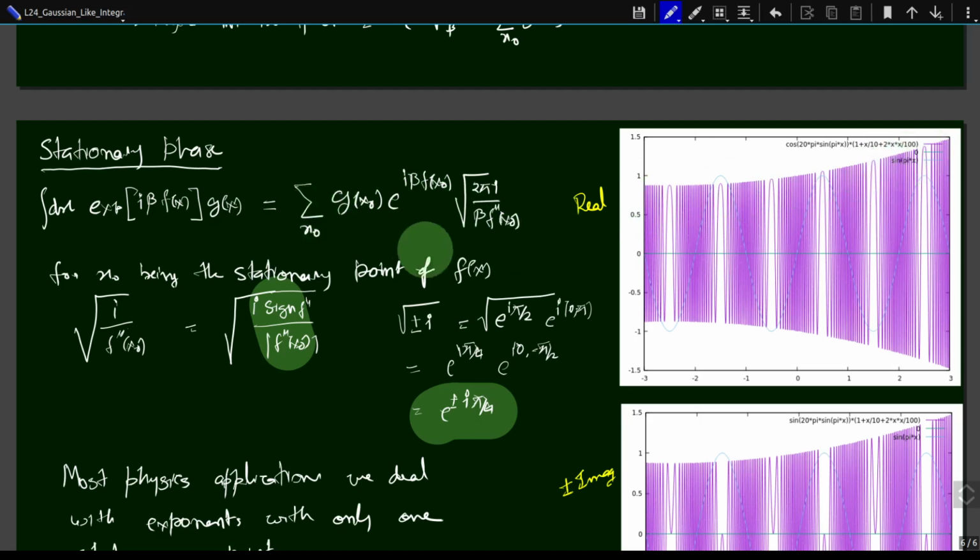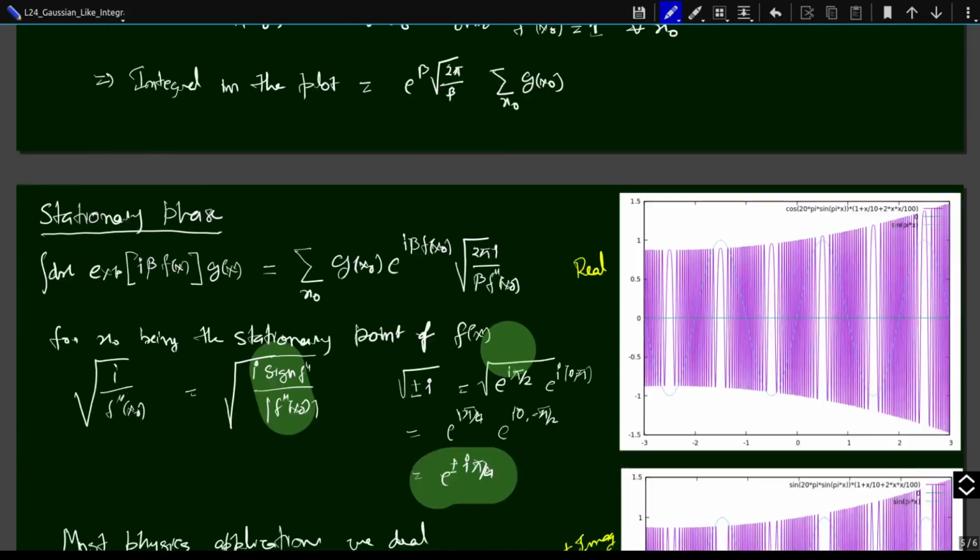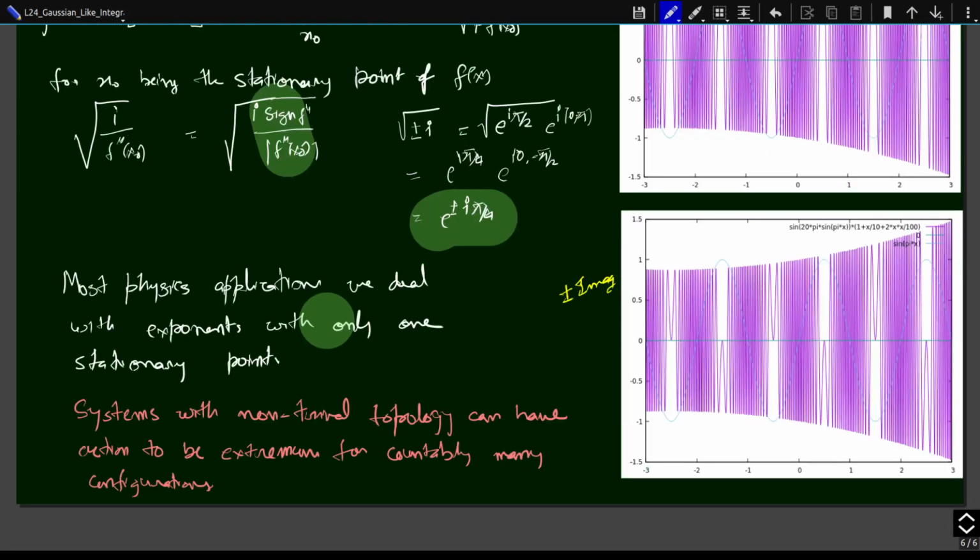Okay, so if we have a system where g of x is non-trivial, or the value of the function at the extrema is very different, then they will contribute differently, and hence in the final result they will contribute differently. Here the example is very simplified because f of x is nothing but sine of x. I just used the same example with minus beta replaced by I beta, that's all.